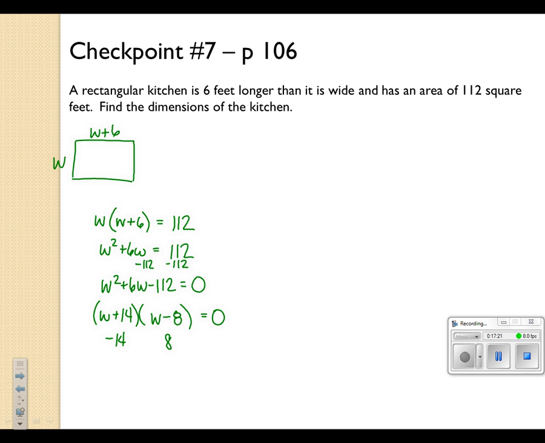Well, the width of a rectangle cannot be negative. So we know negative 14 is not the width we're looking for. 8 is. So our width is 8. Our length is 6 longer. So we know our length is 14. So 8 feet for width and 14 feet for length.